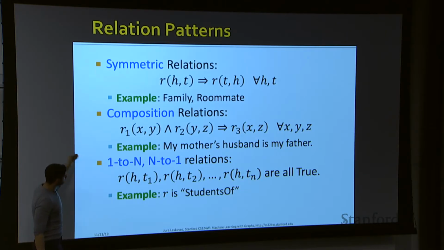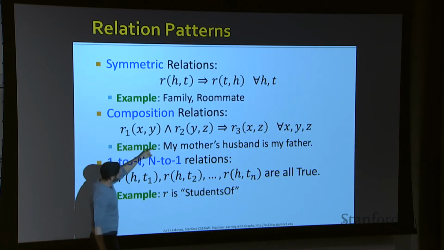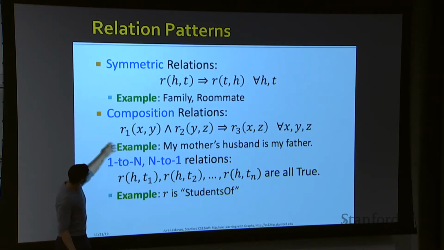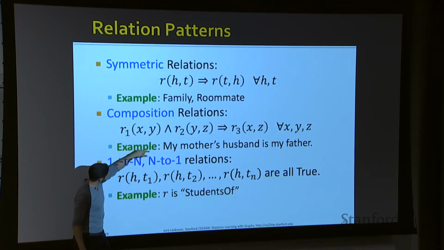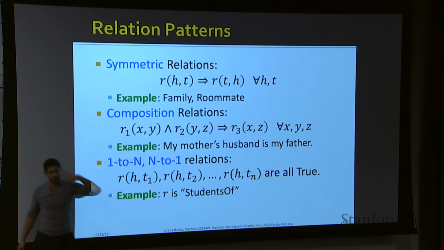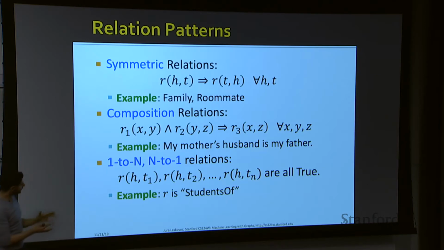Some of these properties, for instance, you can think that the mother's husband is my father. Okay? So you can walk through these two relations in a row, or you can just say that our R3 is this person is my father. So this is how you compose two relations into one.